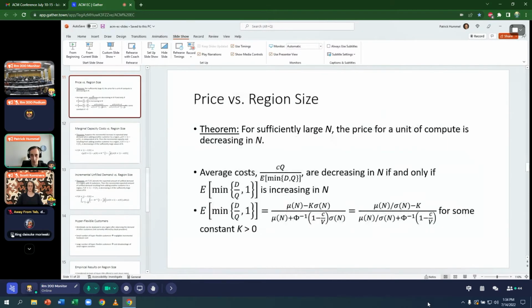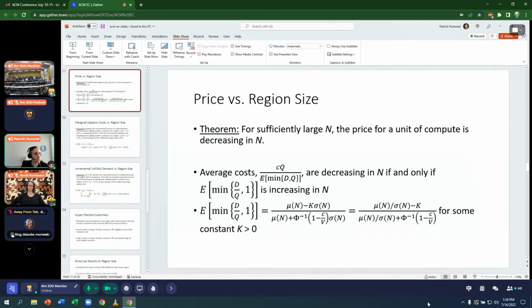Our next result concerns the relationship between prices and region size. So here we find that the cloud provider will set lower prices in larger regions. This follows from our assumption that the cloud provider will use lower prices in regions with lower average costs. In this slide, we spell out why average costs are going to be lower in larger regions. And that's the high-level intuition for why that's true. That is that in large regions, there's less uncertainty in demand relative to expected demand. So the cloud provider does not need to provision as much capacity relative to expected demand in order to maintain a high probability of having enough capacity to meet demand. So average costs will be lower in larger regions, and prices will also be lower in larger regions.